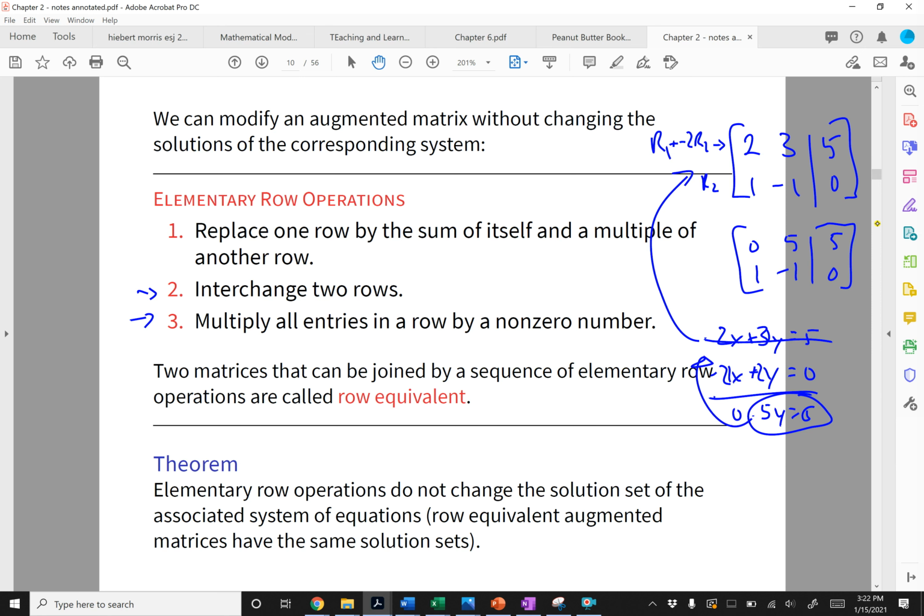Okay, so those are our three operations. We can replace one row by the sum of itself and a multiple of another row. We can interchange two rows. We can multiply all entries in a row by a non-zero number. And the key is that those do not change the solution to the system. These are steps we can do to find solutions to the system. Two matrices that can be joined by a sequence of elementary row operations are called row equivalent. So we're going to try to find row equivalent matrices that are really easy to work with or very easy to solve. And this is the claim I just made. These row operations do not change the solution set of the system.